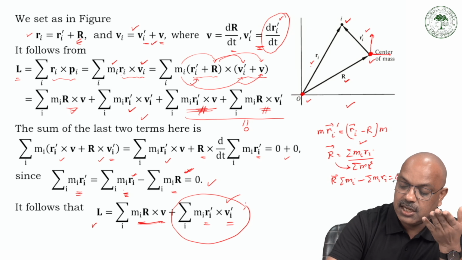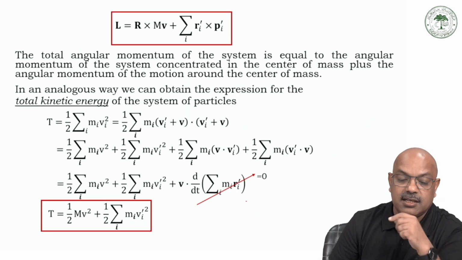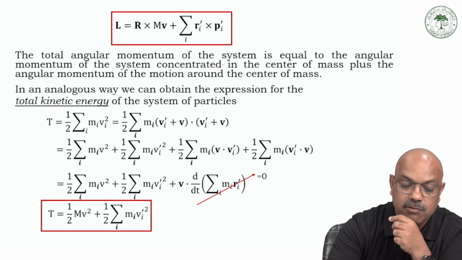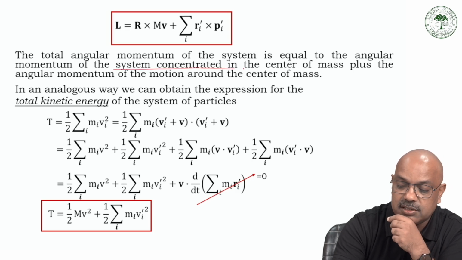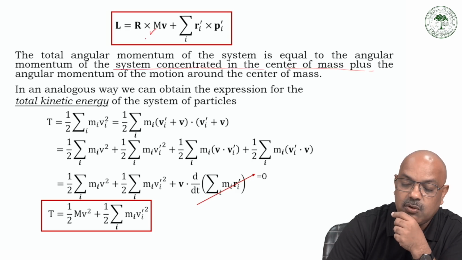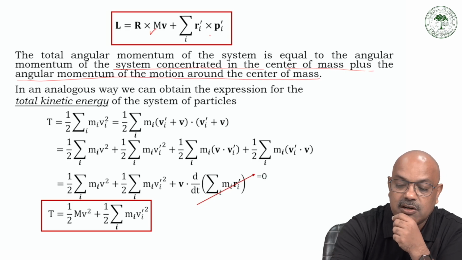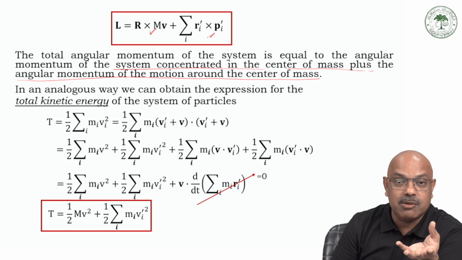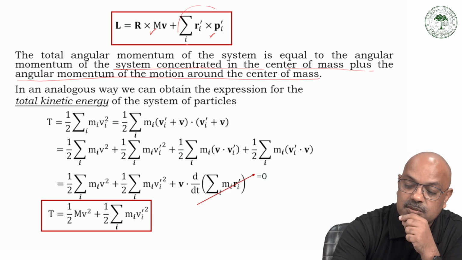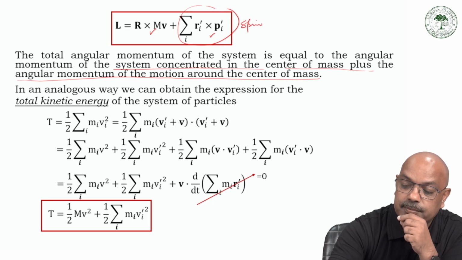So the total angular momentum of the system is equal to the angular momentum of the system concentrated at the center of mass, R cross MV, plus the angular momentum of the motion around the center of mass, that is the spin angular momentum. This part is basically the spin angular momentum.